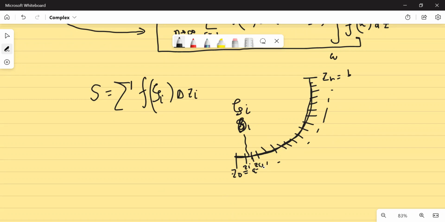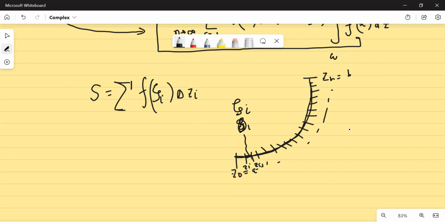z_i comma z_{i+1} के बीच में कोई एक पॉइंट पकड़ा zeta i, वहां पे फंक्शन की वैल्यू निकाली and multiplied with the length of the subinterval. So if I multiply with the length of the subinterval into f zeta i, this is some sum. ये कोई sum है, ठीक है. इस sum का अब क्या करना है?